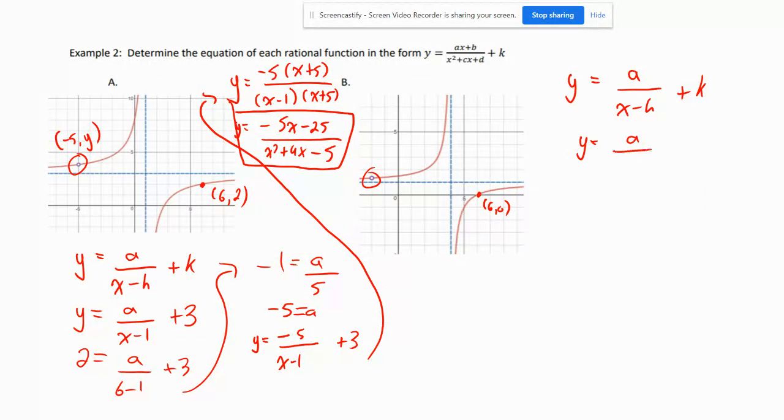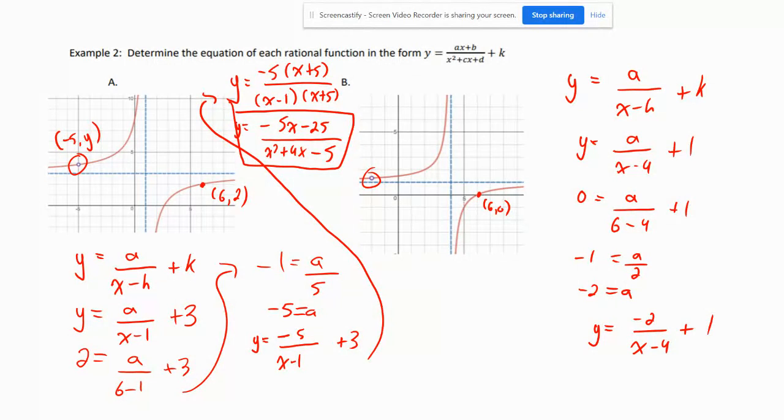So we have y equals a over x minus 4 plus 1. I'll put in my point (6, 0), and we get negative 2 equals a. So we have this guy over here, and this one is like a negative 2, some y value. We don't know what the y value is, but that's okay.